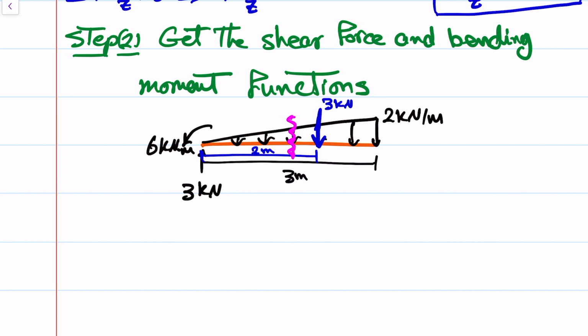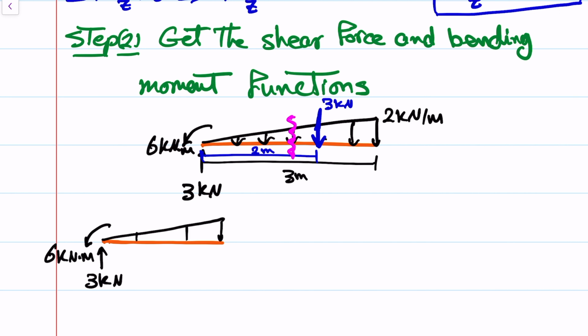So the left side of the beam will look like this. We have, this is 3 kilonewton, this is 6 kilonewton meter, and this is a distributed load, and we have, this is x, right?